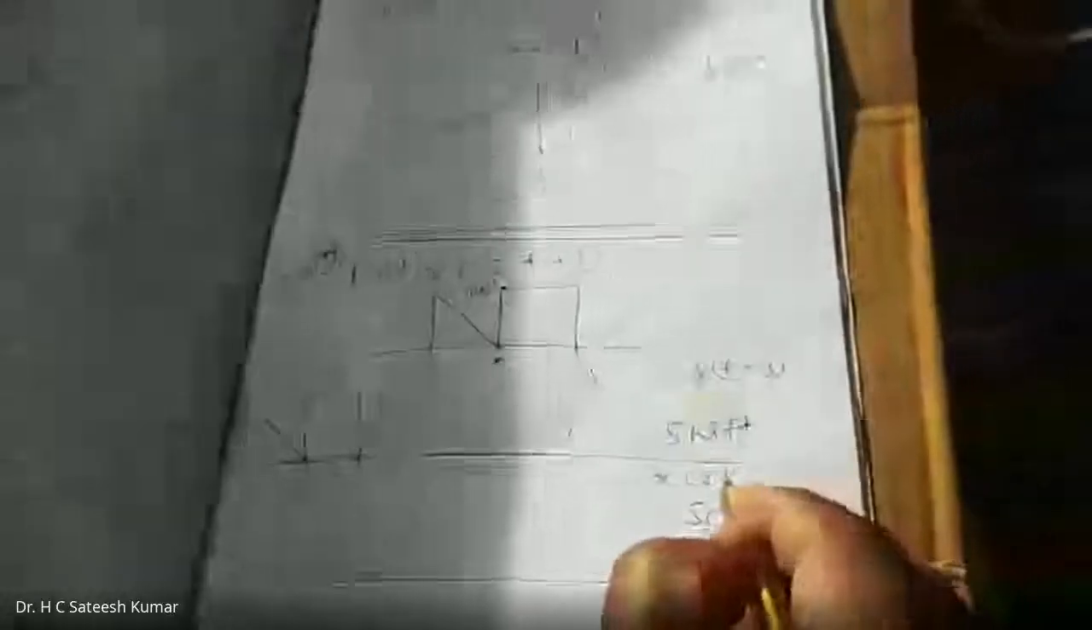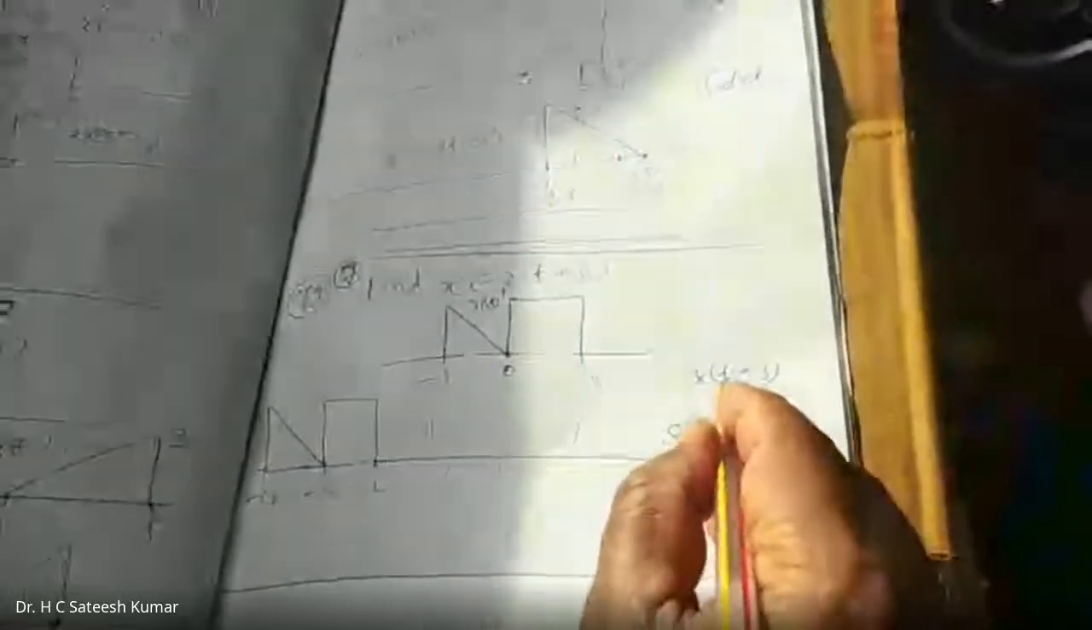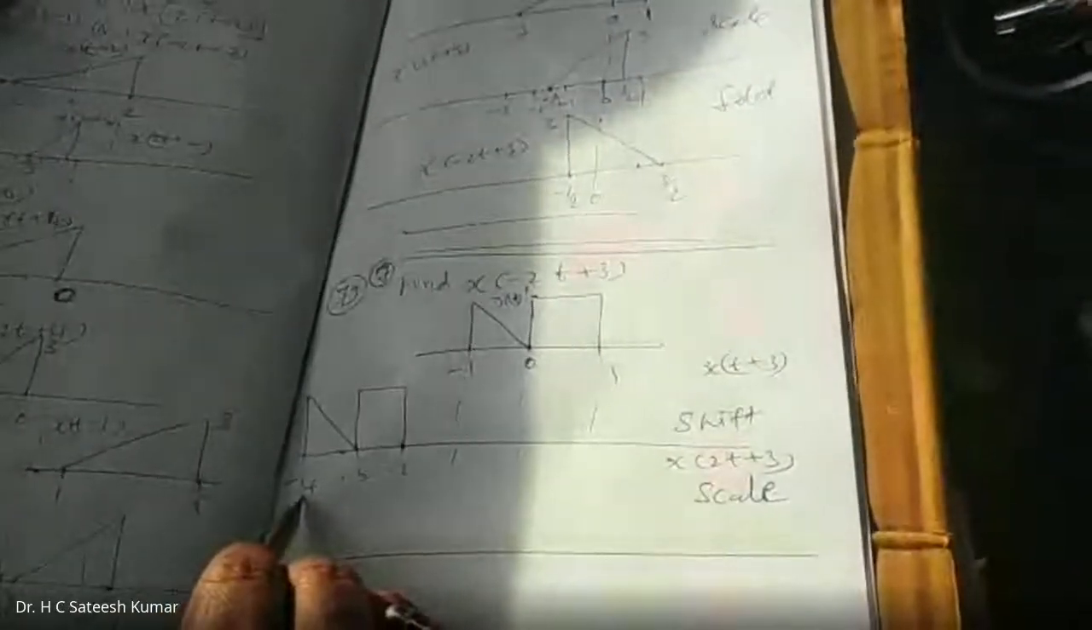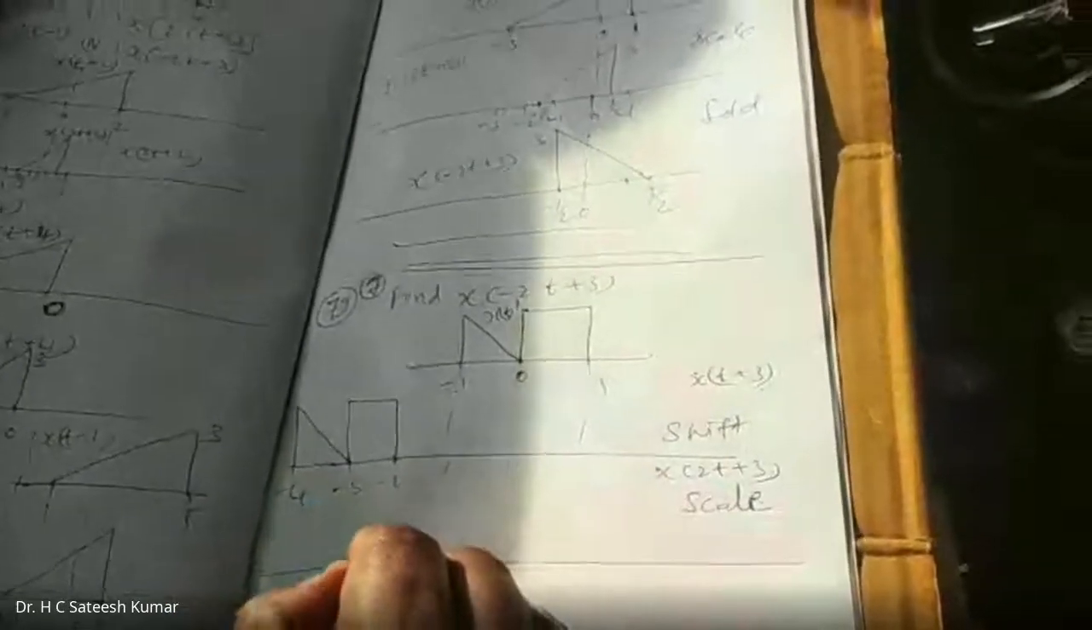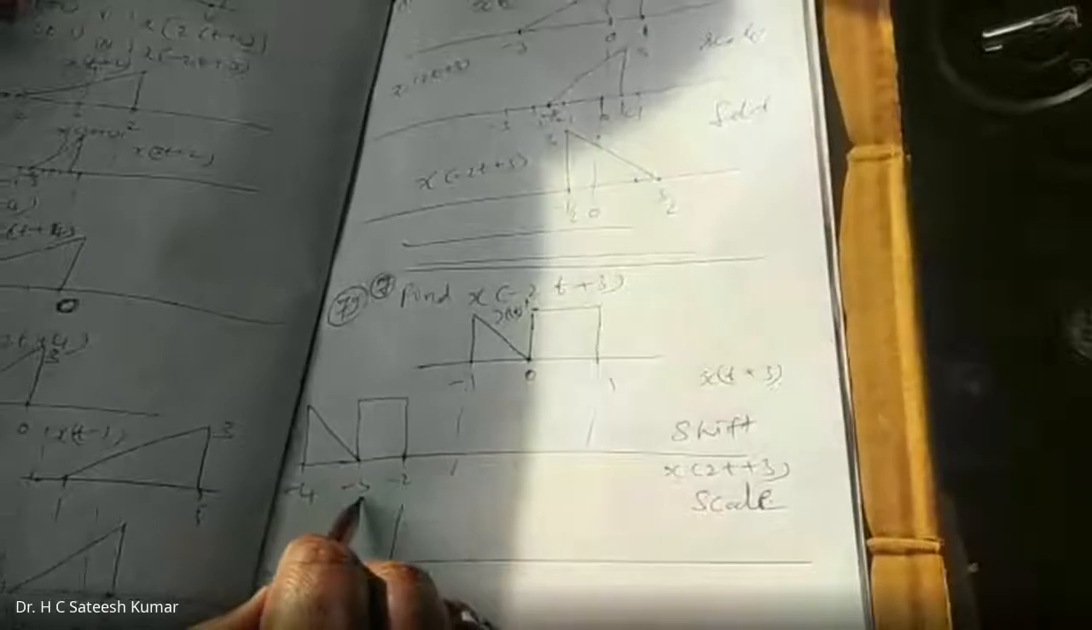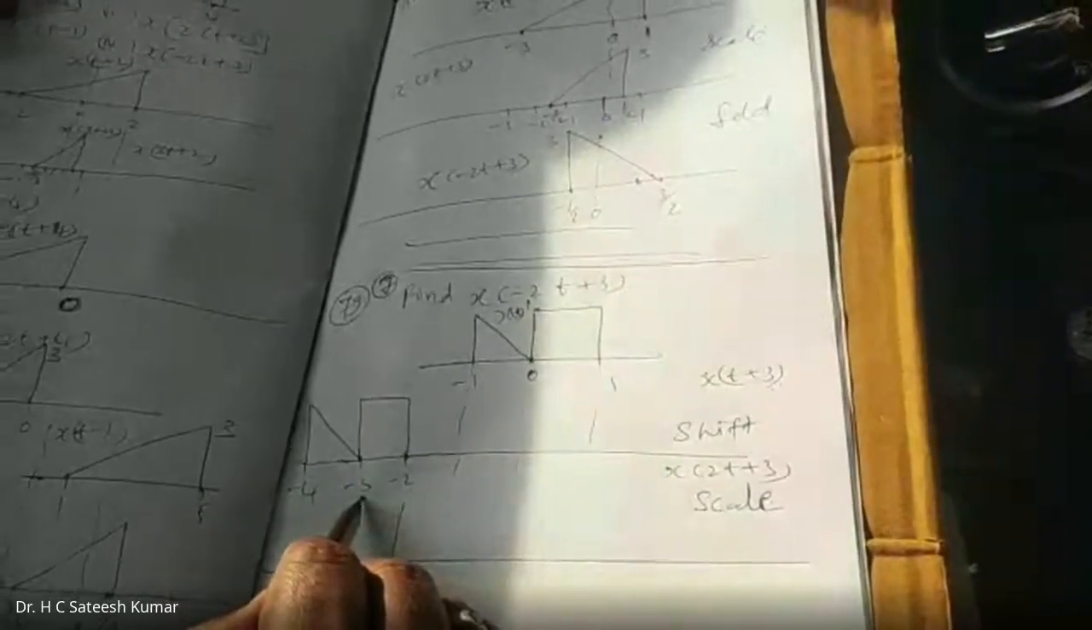Scaling by what is that? 2t. So x of 2t plus 3. Replace t by 2t in x of t plus 3. So 2t is equal to minus 2. Therefore, 2t is equal to minus 4. Therefore, t is equal to minus 2. So this edge will come to this point, minus 2. 2t is equal to minus 3. Therefore, t is equal to minus 3 by 2.